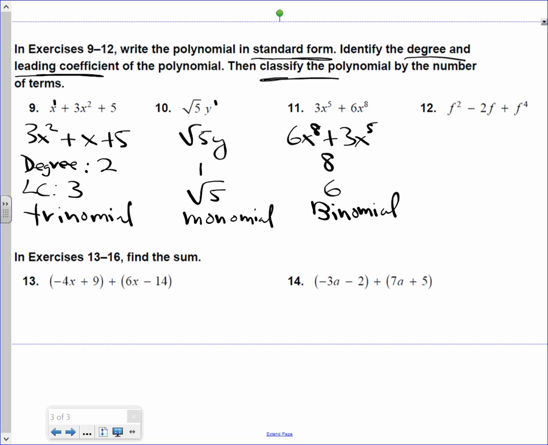Is it in standard form, number 12? What should go first? Thank you. F to the 4th. This is a positive f squared minus 2f. Right, Ramirez? I got the floor right now.